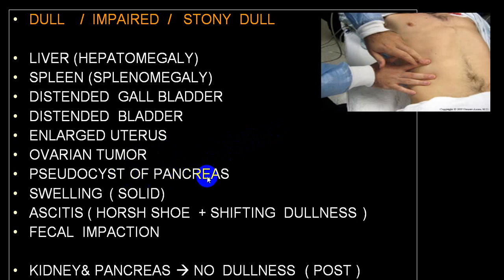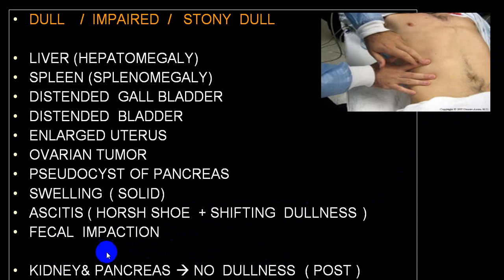In case of pseudocyst of pancreas, it is a collection of fluid in the space around the stomach, and that we call a pseudocyst of pancreas. Because it contains fluid, again it is a dull note. Any swelling which is solid in nature will give rise to a dull note. In case of ascites, you will have a typical horseshoe shaped dullness, and there will be shifting dullness. And I already mentioned, in case of fecal impaction, fecal matter will collect more on the left side, so it will produce dullness in the left iliac fossa and left lumbar region.